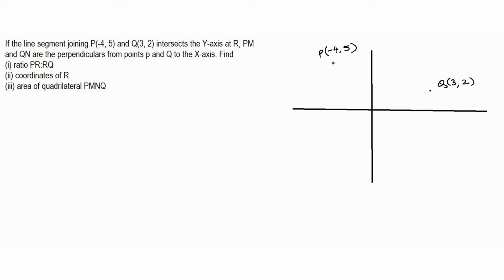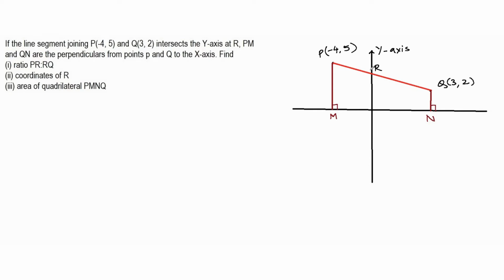Intersect the y-axis at R. So these two points are joined and it is intersecting the y-axis at the point R. So this is the y-axis, and PM and QN are the perpendiculars from P and Q to the x-axis. So PM is the perpendicular from P to the x-axis, and QN is the perpendicular from Q to the x-axis. These are the two perpendiculars. So this is M and this is N.